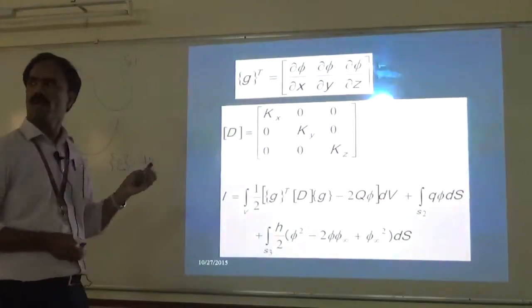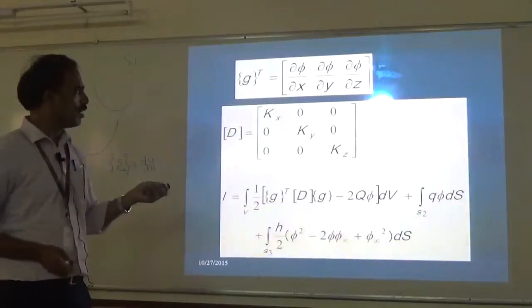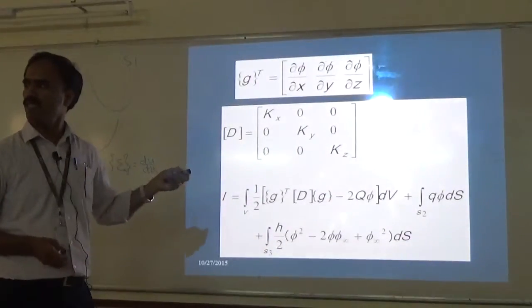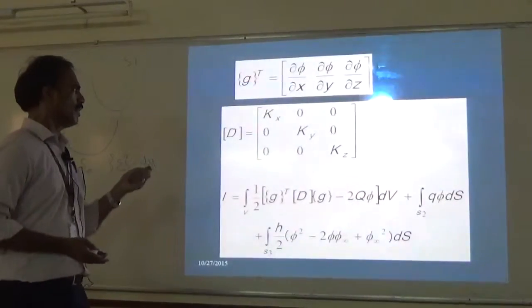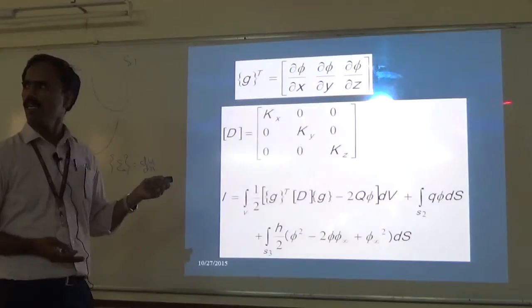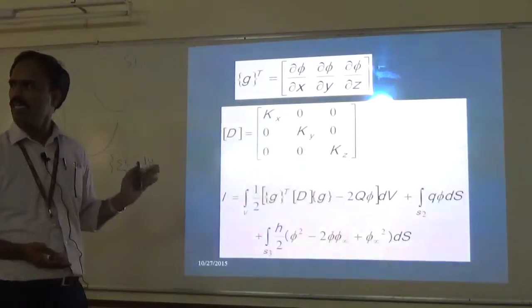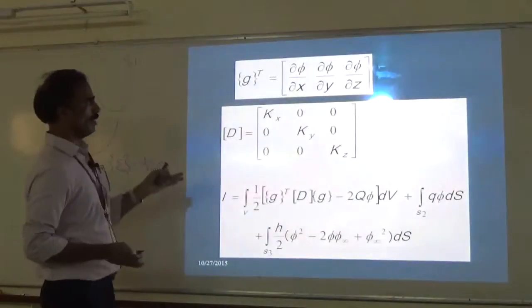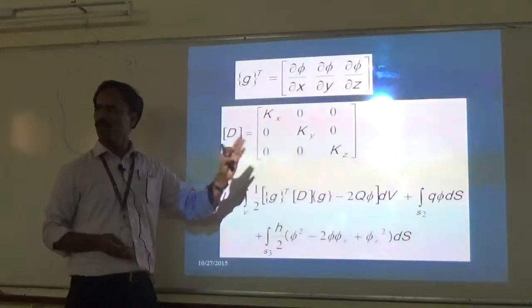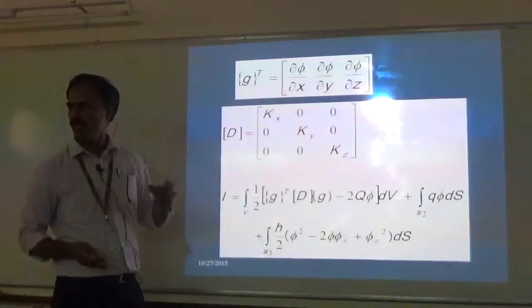And D is called the material property matrix. In structural problems, this is a function of Young's modulus and Poisson's ratio. Whereas in the thermal problem, Kx, Ky, Kz represent the thermal conductivity in the X, Y, and Z directions. If the material is an isotropic material, then Kx, Ky, Kz are equal; the value is not going to change.